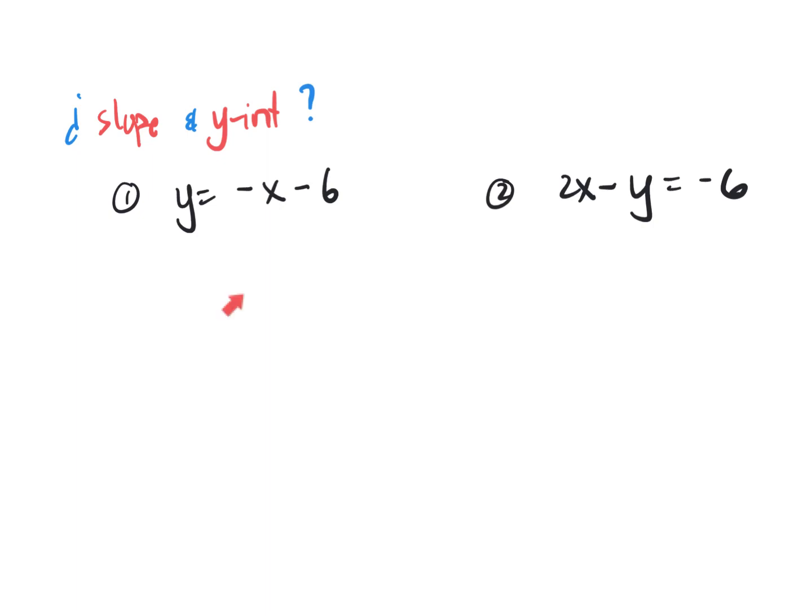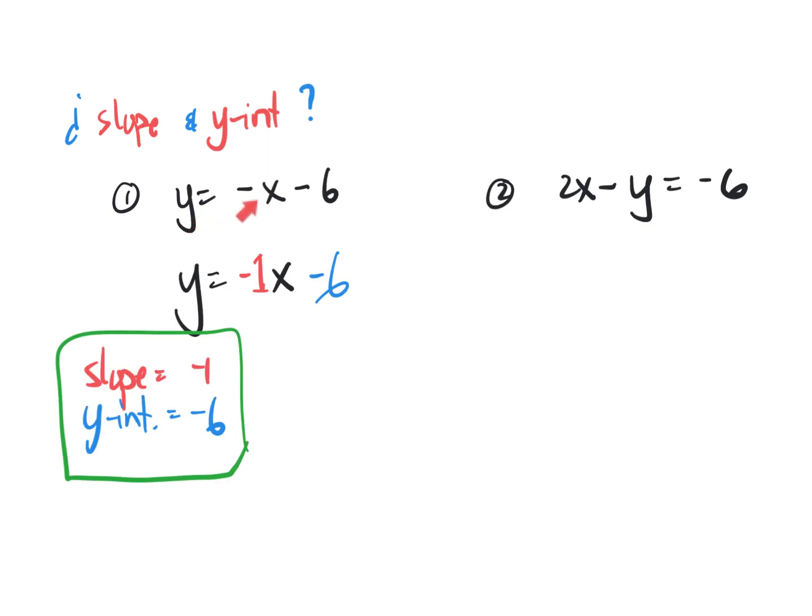What is the slope and y-intercept of this line, and what is the slope and y-intercept of this line? Pause your video if you'd like to try this, and when you're ready, hit play and come back and see the solution. For number 1, there's really a -1 here, but we don't have to write it, and that's the slope. And the vertical intercept was -6.